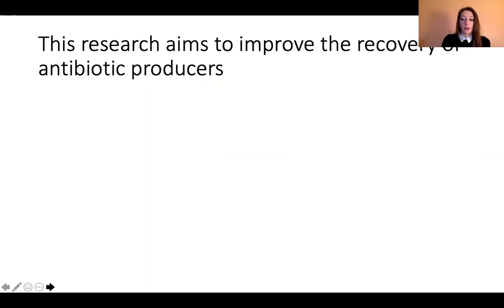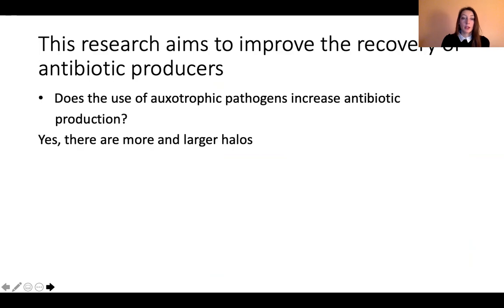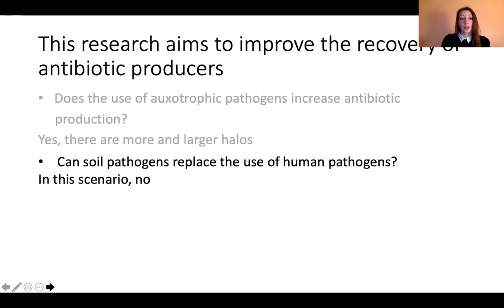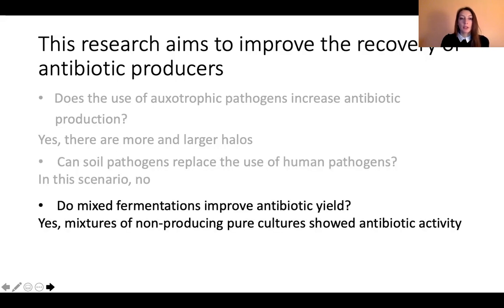So that leads us to our final questions from before. With the auxotrophic pathogen, we did see an increase in antibiotic production. We even saw that the halos were larger. We also saw that in this scenario, soil pathogens may not be able to be used in lieu of human pathogens, but we can always check more on that later. And we also saw that mixed fermentations improved antibiotic yield when we used non-producing pure cultures and mixed them together. So that was pretty cool.